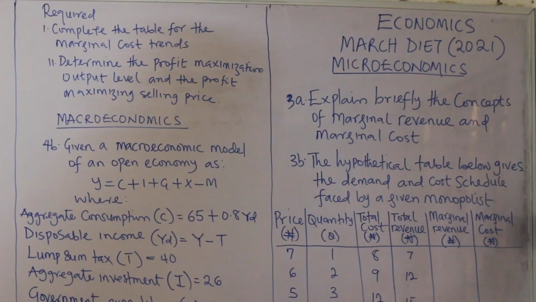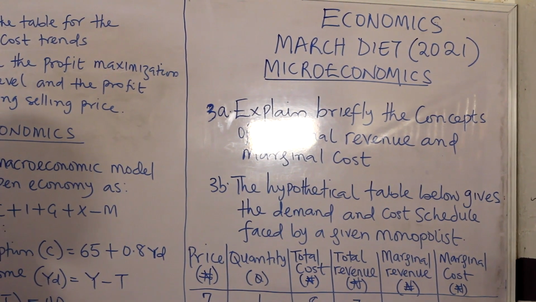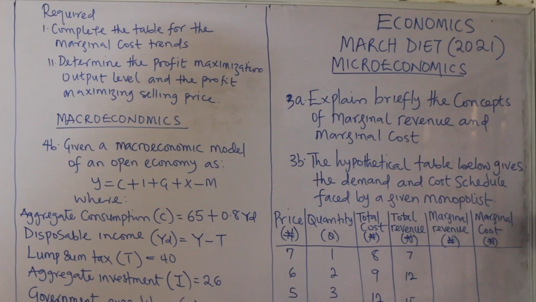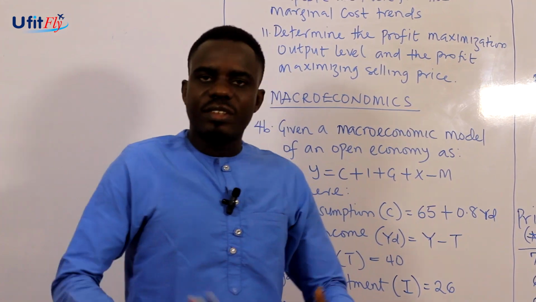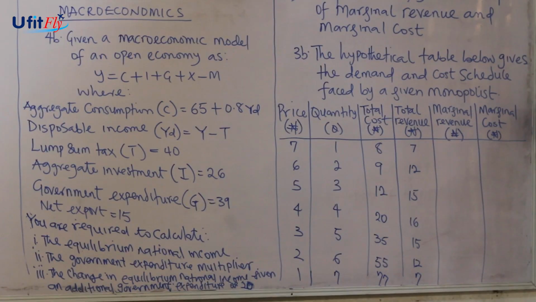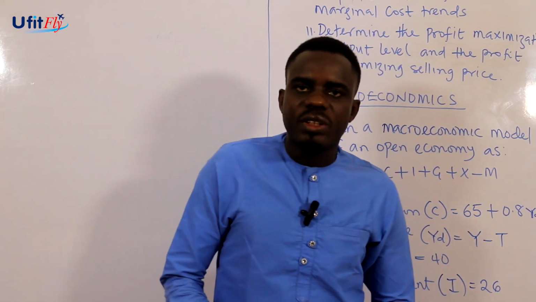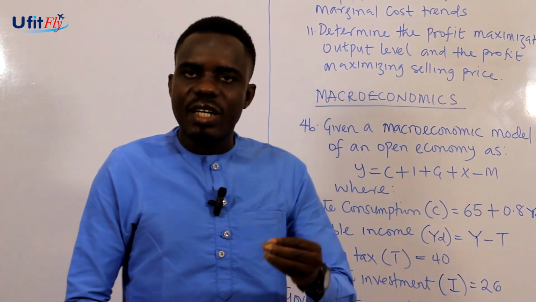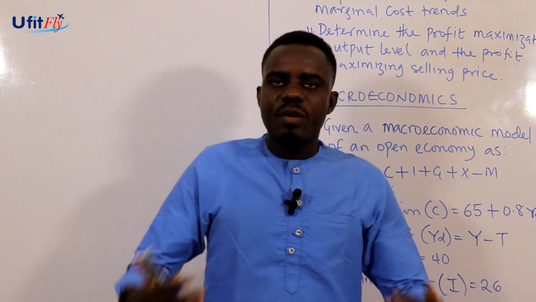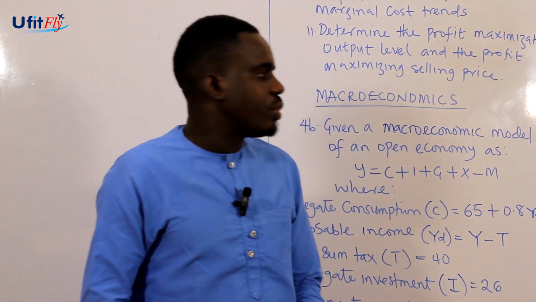From the question, we are to give a brief explanation of the concept of marginal revenue and marginal cost. Marginal revenue is just the additional revenue for selling extra units of a product, while marginal cost is the extra cost or additional cost incurred by a producer for producing extra units. We may also say that marginal cost is the extra cost incurred by employing additional production input.